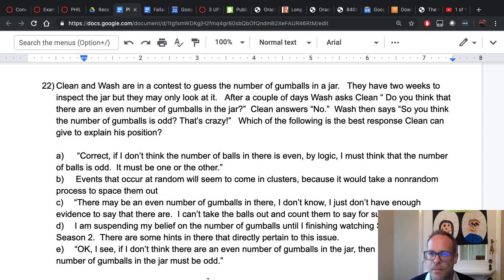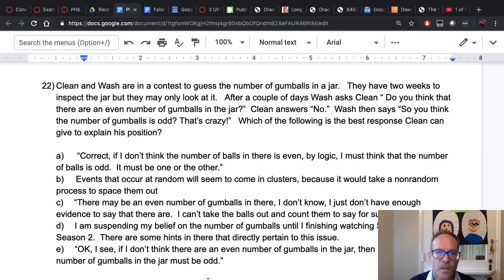Notice that's a reference to demonstration. D, "I'm suspending my belief on the number of gumballs until I finish watching Stranger Things Season 2. There are some hints in there that I think directly pertain to this issue." E, "Okay, I see. If I don't think there are an even number of gumballs in the jar, then I must think that the number of gumballs in the jar must be odd."